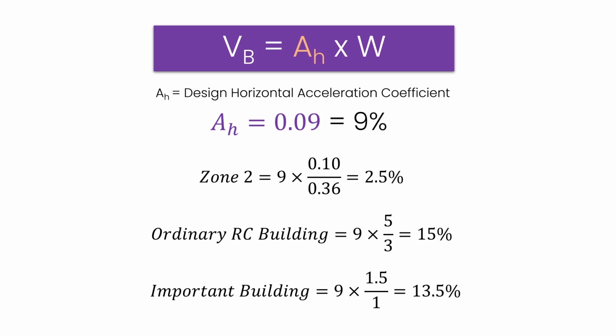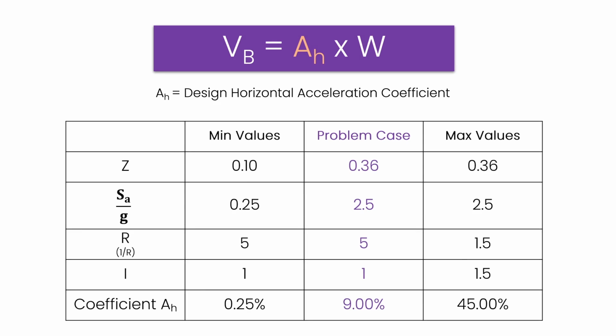And if we consider an important building, that instead of designing this office building, we would have designed this building as a hospital building, for example, we would have had a 50% increase in the value of AH. That is a 50% increase in the value of VB ultimately. So let's break down the maximum and the minimum cases. That is the maximum plausible cases and the minimum possible cases as per the IS 1893.